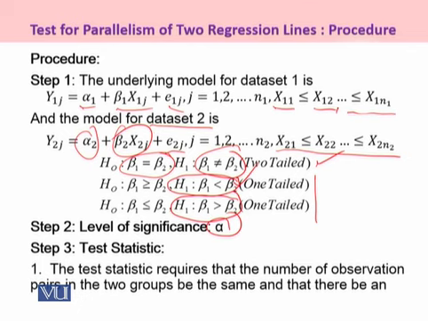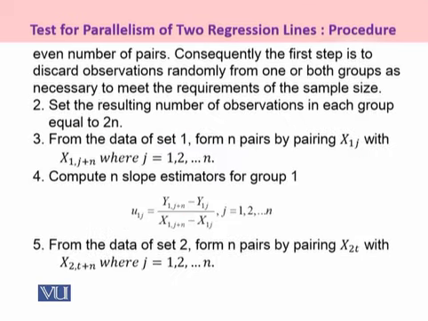Under test statistic, we require that the number of observation pairs in the two groups has to be the same and there be an even number of pairs. So students, we will be discarding those values under x or y which are greater in number. Consequently, the first step is to discard the observations randomly from one or both groups as necessary to meet the requirement of making them an even number of pairs. The next step is to set the resulting number of observations in each group to be equal to 2n. From the data of set 1, form n pairs by pairing x1j with x1j plus n, where j is 1, 2, and so on up to n.